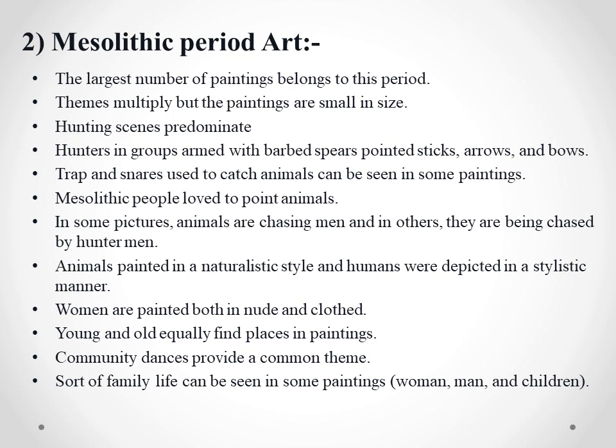Second is Mesolithic period art. The largest number of paintings belongs to this period. Themes multiply, but the paintings are small in size. Hunting scenes predominate. Hunters in groups, armed and brave, with spears, pointed sticks, arrows and bows. Traps and snares used to catch animals can be seen in some paintings. Mesolithic people loved to paint animals.